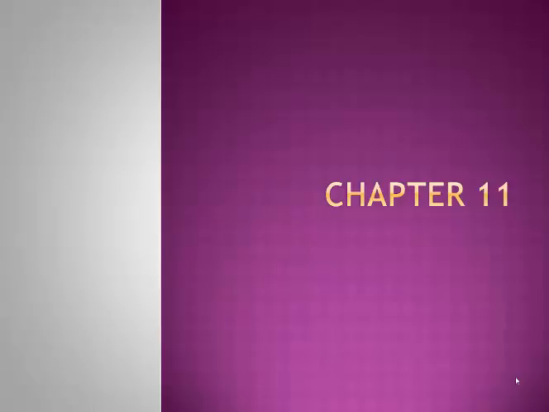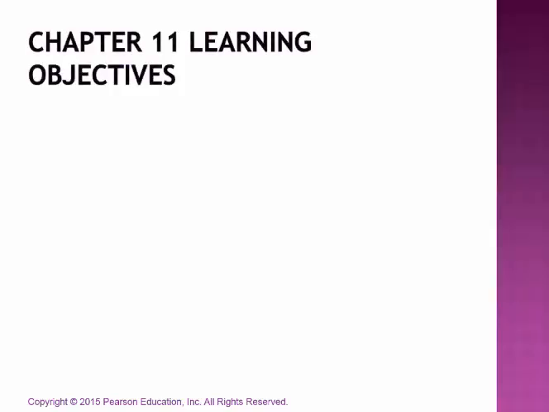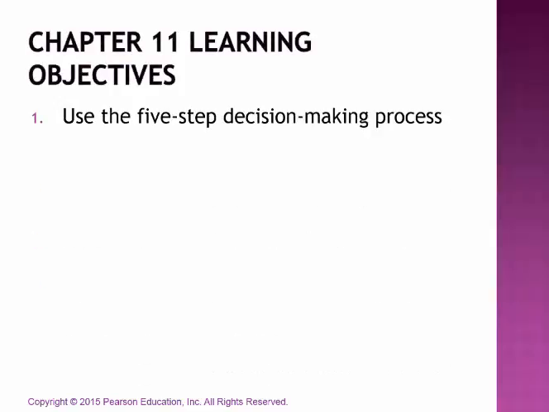All right, so chapter 11, we are going to be discussing decision making and also utilizing relevant information in doing so. We have several learning objectives for this particular chapter. We're going to continue our use of the 5-step decision making process. We have learned that we have got to go through these steps. We're going to identify the problem and any uncertainties.